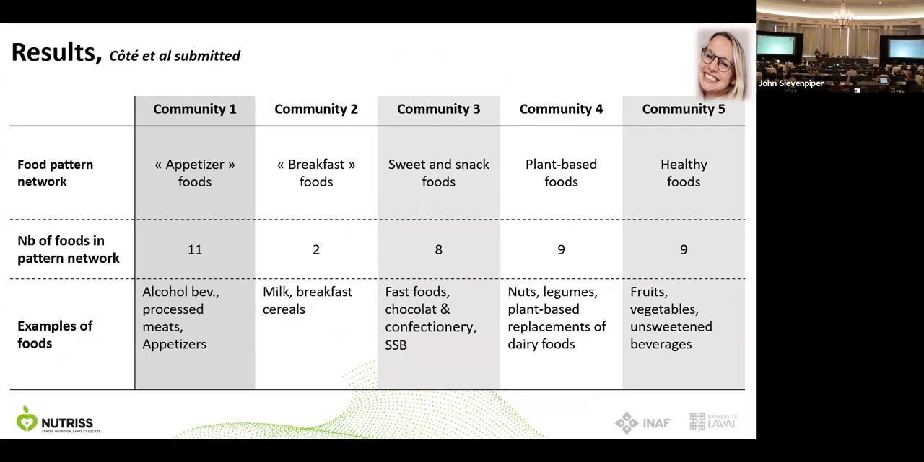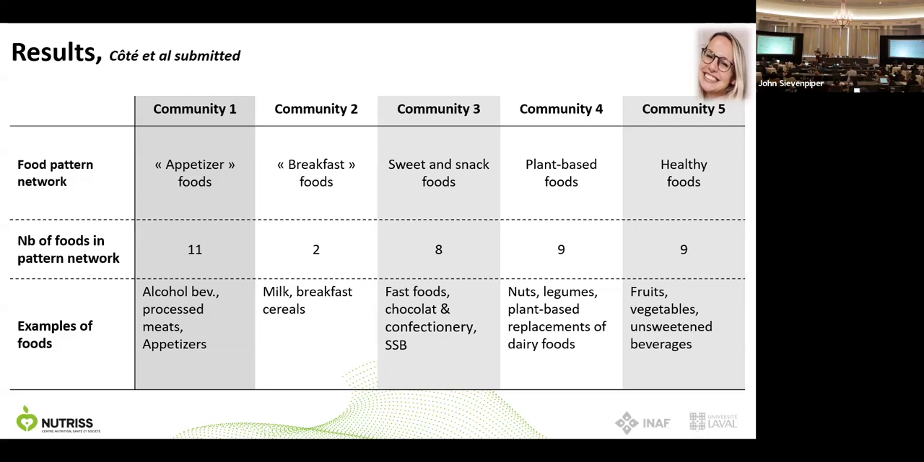So it's alcoholic beverages, basically foods that are consumed at appetizer time, and this is really typical of the French population. Plant-based foods, for example, are foods that were consumed often together and had a strong relationship together in this population: nuts, legumes, plant-based replacements of dairy foods, and so forth. We had sweets and snacks, fast food, chocolate, confectioneries, sugar, sweetened beverages.